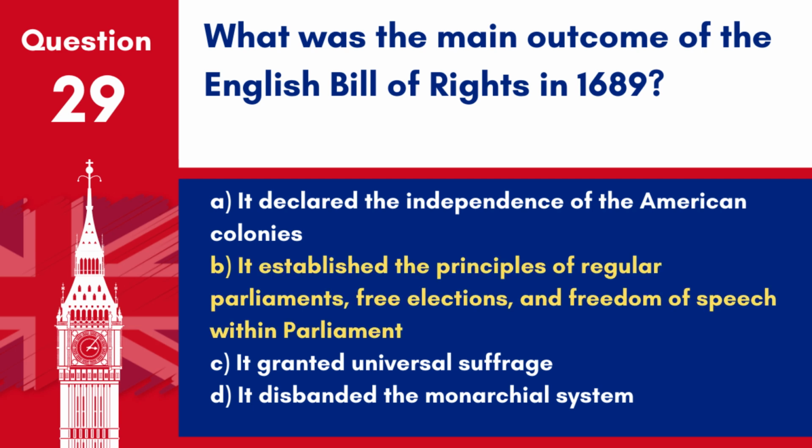Answer: B. It established the principles of regular parliaments, free elections, and freedom of speech within Parliament. The English Bill of Rights in 1689 laid down limits on the powers of the Crown and set out the rights of Parliament, including regular sessions, free elections, and freedom of speech in Parliament.